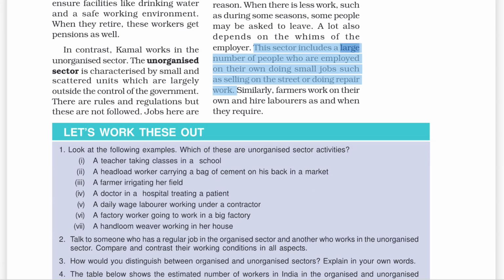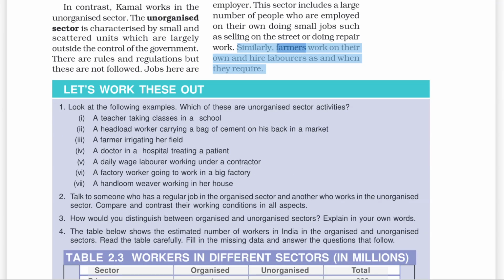This sector includes a large number of people who are employed on their own doing small jobs such as selling on the street or doing repair work. Similarly, farmers work on their own and hire laborers as and when they require.